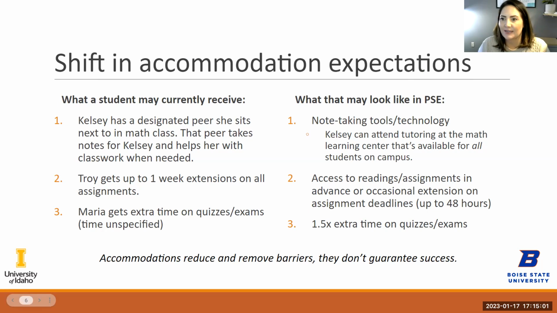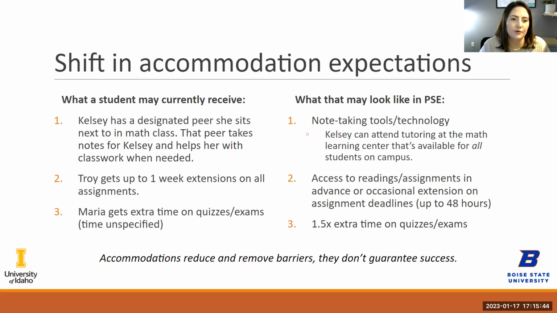Shift in accommodation expectations. These are some examples of what you might see a student having in K through 12, and how that would look in post-secondary education. Looking at number 1, Kelsey has a designated peer she sits next to in math class. That peer takes notes for Kelsey and helps her with classwork when needed. The way that could be accommodated in post-secondary education would be note-taking tools and technology. Kelsey can attend tutoring at the Math Learning Center, which is available for all students on campus as well. That goes back to those academic resources across campus, in addition to the note-taking tool, to bring it all together and bridge those gaps.